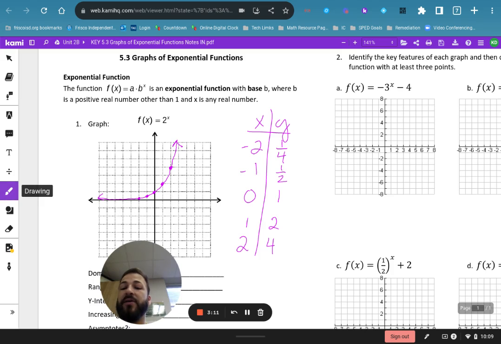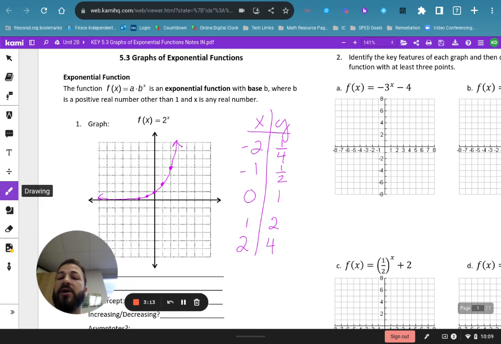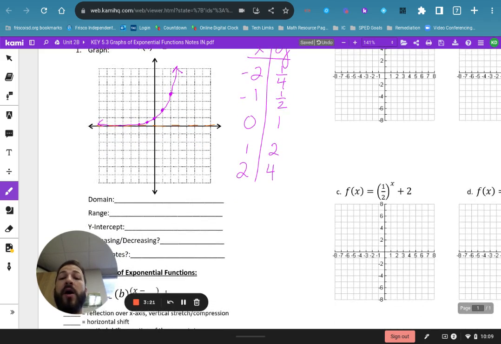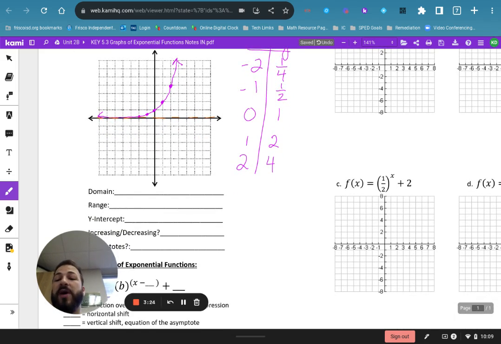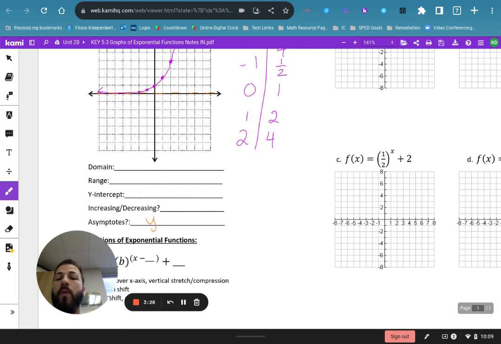And that asymptote for our parent function does occur right here at the x-axis, okay, because it is an asymptote of 0, and we would of course write that as y is equal to 0. Okay, let's talk through some of these other key features as well while we're down here.